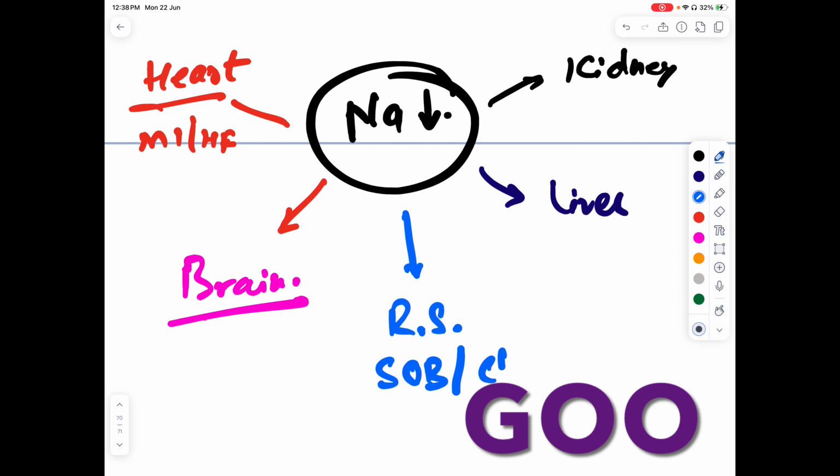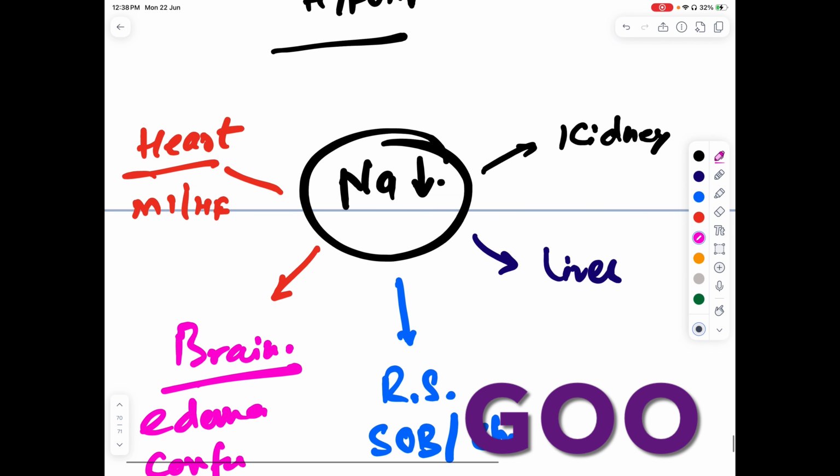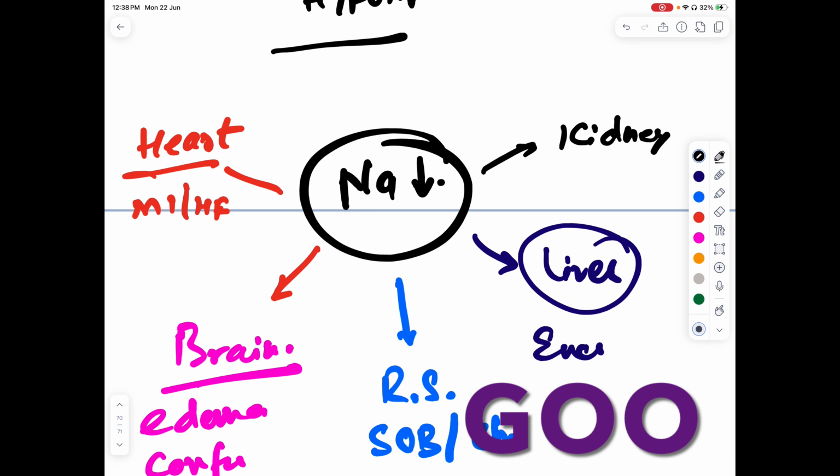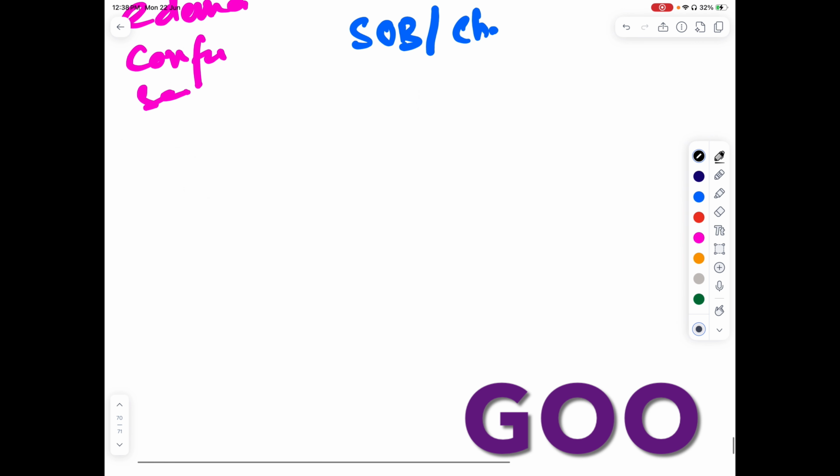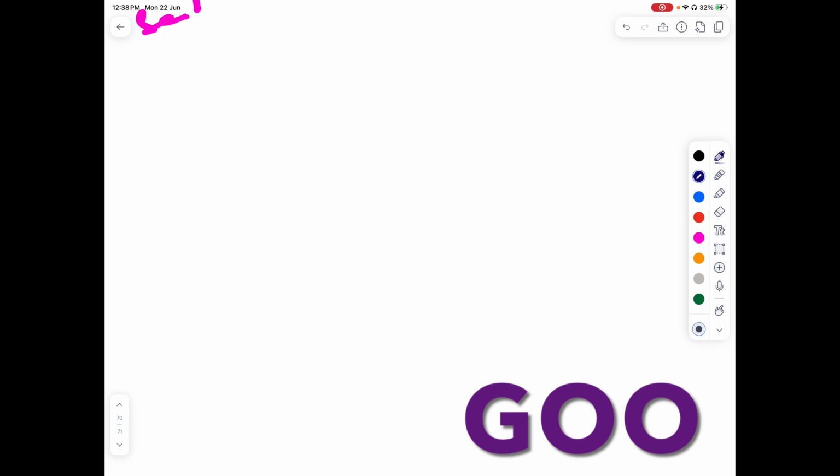And what will happen with the brain? Edema is there. So there are convulsions, confusion, seizures, altered level of consciousness. And the liver, what will happen with the liver? Hepatic encephalopathy. And kidneys, what will happen? There is again renal failure. So all these organs.